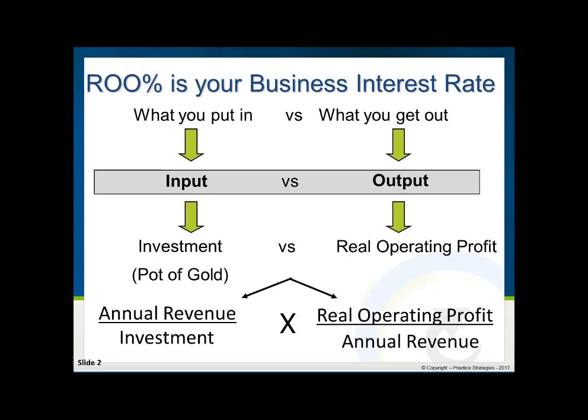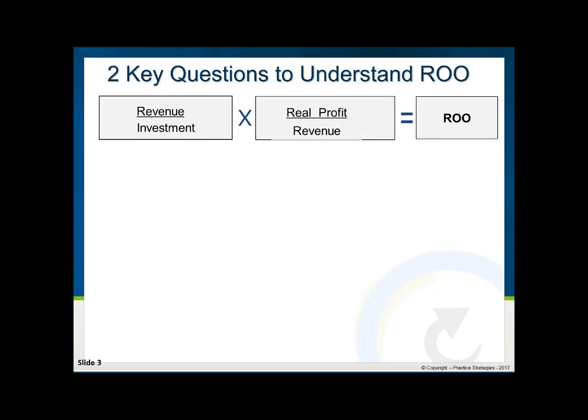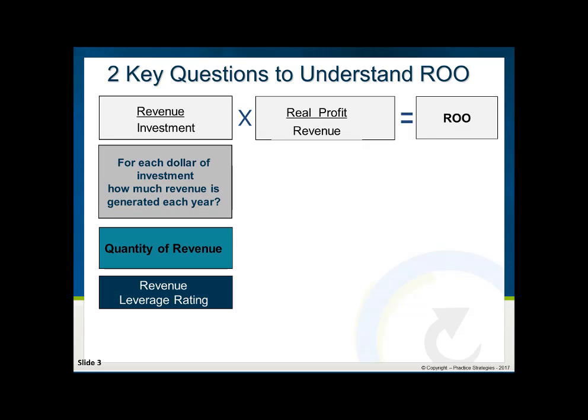In this instance, I've inserted an annual revenue, top and bottom. Mathematically, these are the same equations. If we now interrogate that formula, what we see is that revenue divided by investment in essence tells us about the quantity of revenue that we've generated. For each dollar of investment, how much revenue have we generated? It is called your leverage rating.